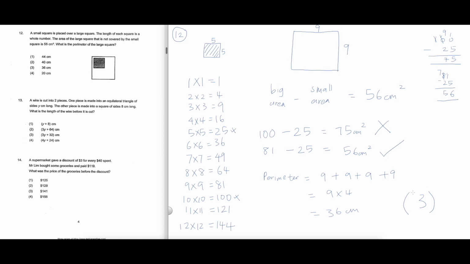Got it? So this will be a guess and check. I got a bit lucky during my second attempt. 81 minus 25, I get 56. But if you don't get the answer on your second attempt, just keep trying. Take a big number to minus a small number until your difference is 56. Okay? There are not a lot of things you can use in this list. So, don't worry. And just do it.